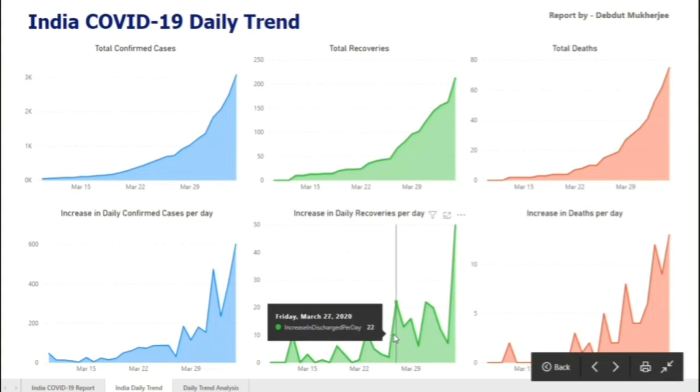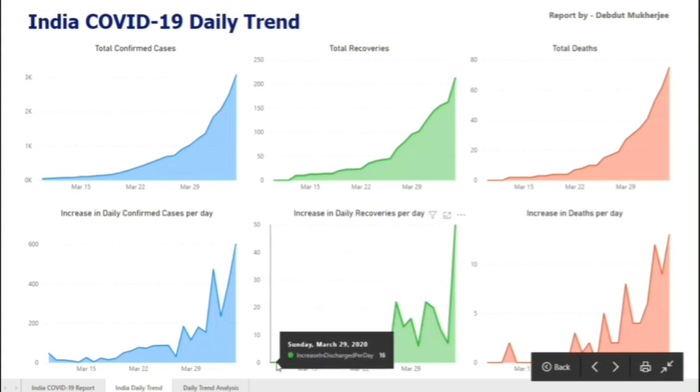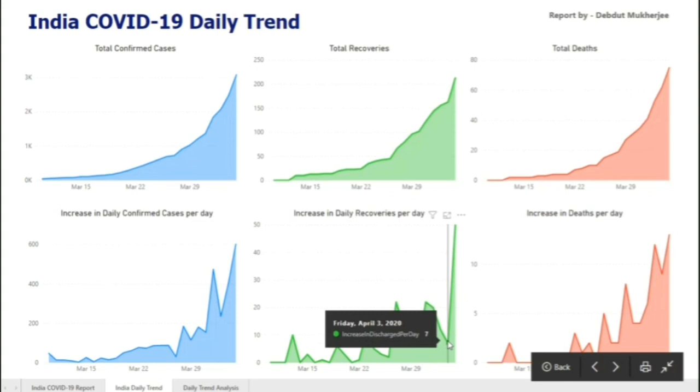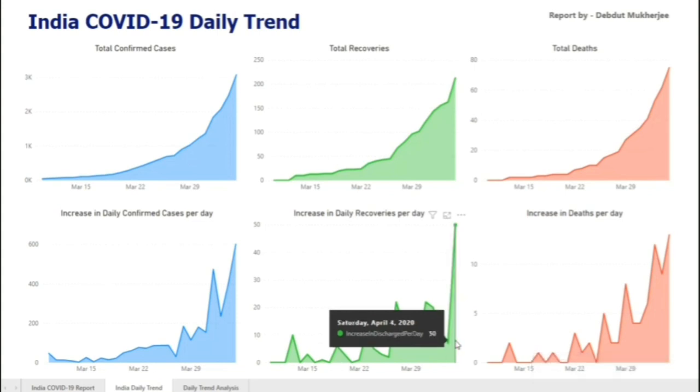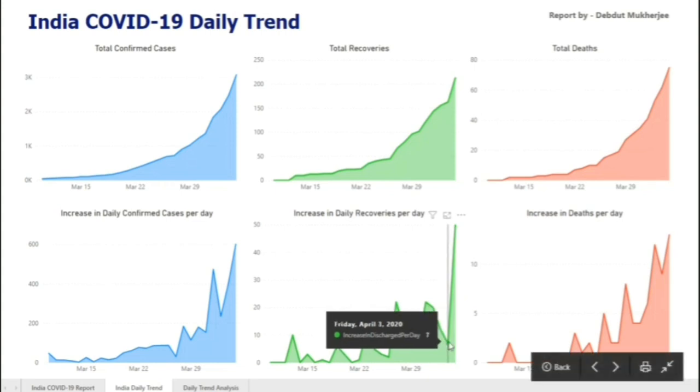So that is where we are at the moment. On an average, if we see from the start till 3rd of April, today is the highest hike, that is 4th of April, with 50 cases of discharge. So people are improving. And on an average, if we consider 25 or something like that.